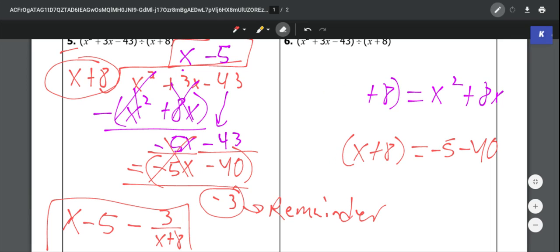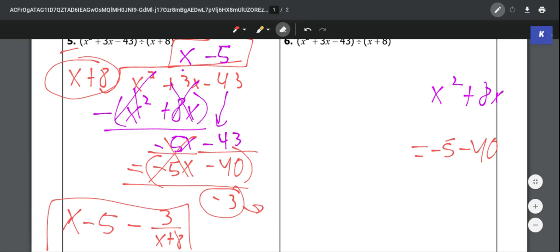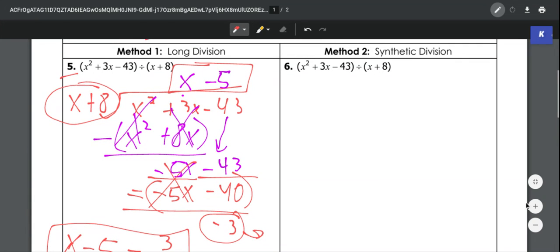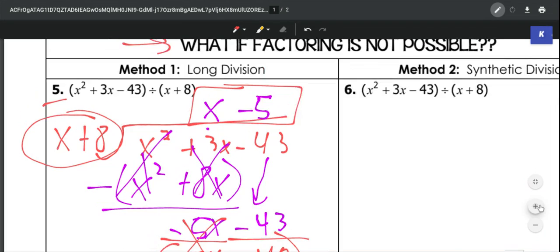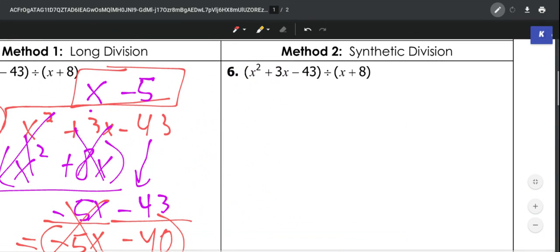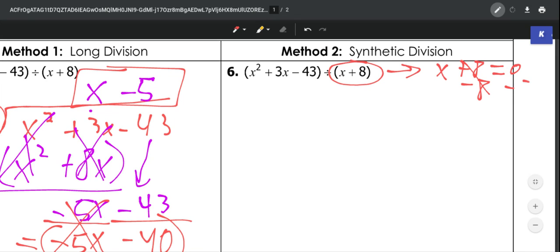All right, so now we're going to look at synthetic division, which I think is easier. It's just a lot easier to me than long division. All right, so if you want to solve this by synthetic division, here's what you're going to do. The first thing you're going to do is take this x plus 8, and we are going to set that equal to 0 and solve for it, which is just going to give us x is equal to negative 8.